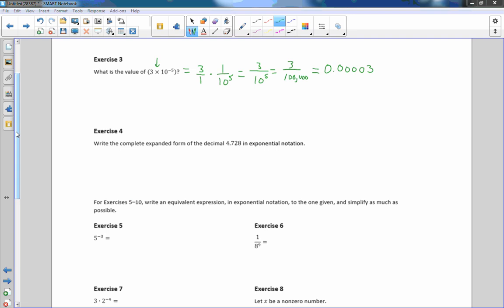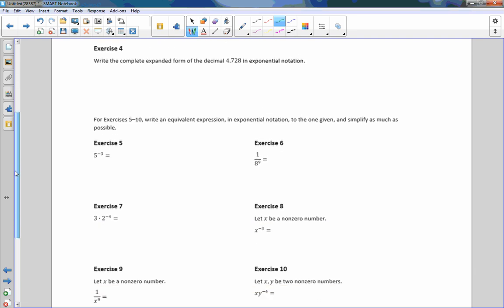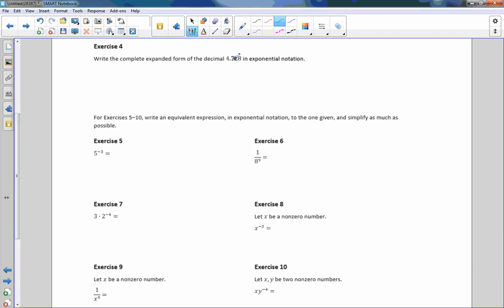Okay, in exercise 4, it says write the complete expanded form of the decimal 4.728 in exponential notation. And it's going to be expanded, and that means a bunch of addition. So I'm going to use parentheses here, and I'm going to color code this. So the 4 is in the 1's position. And I want to multiply it by 10 to a certain power, that's what exponential notation is. Well, 4 times 10 is 40.